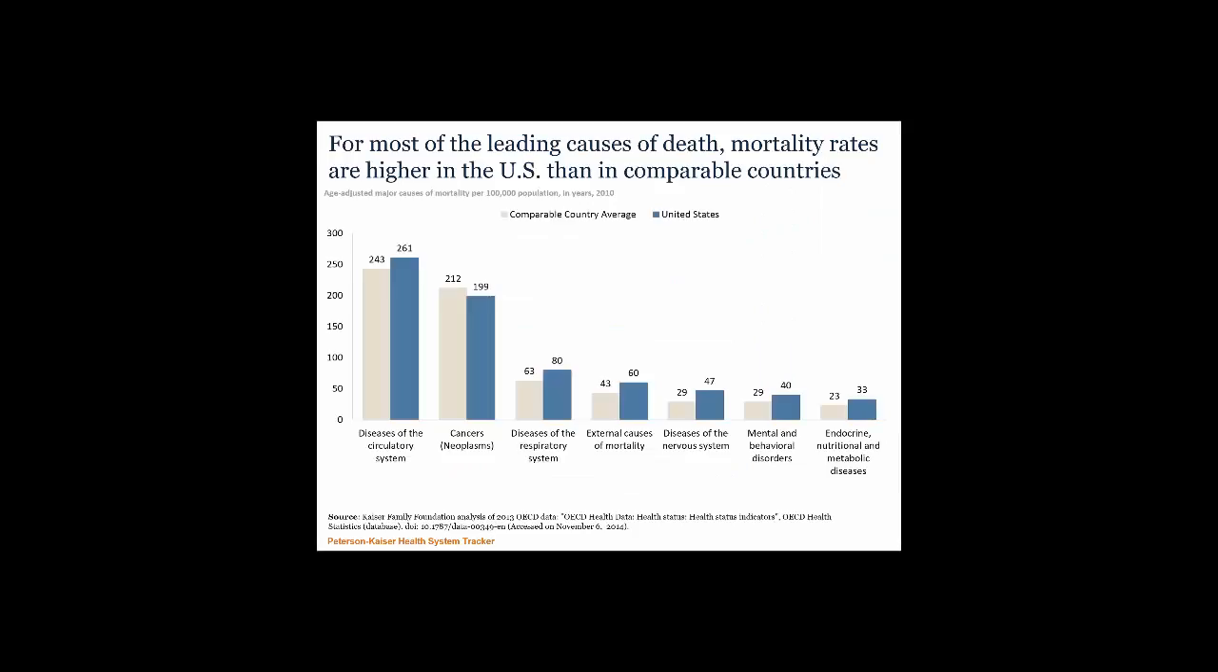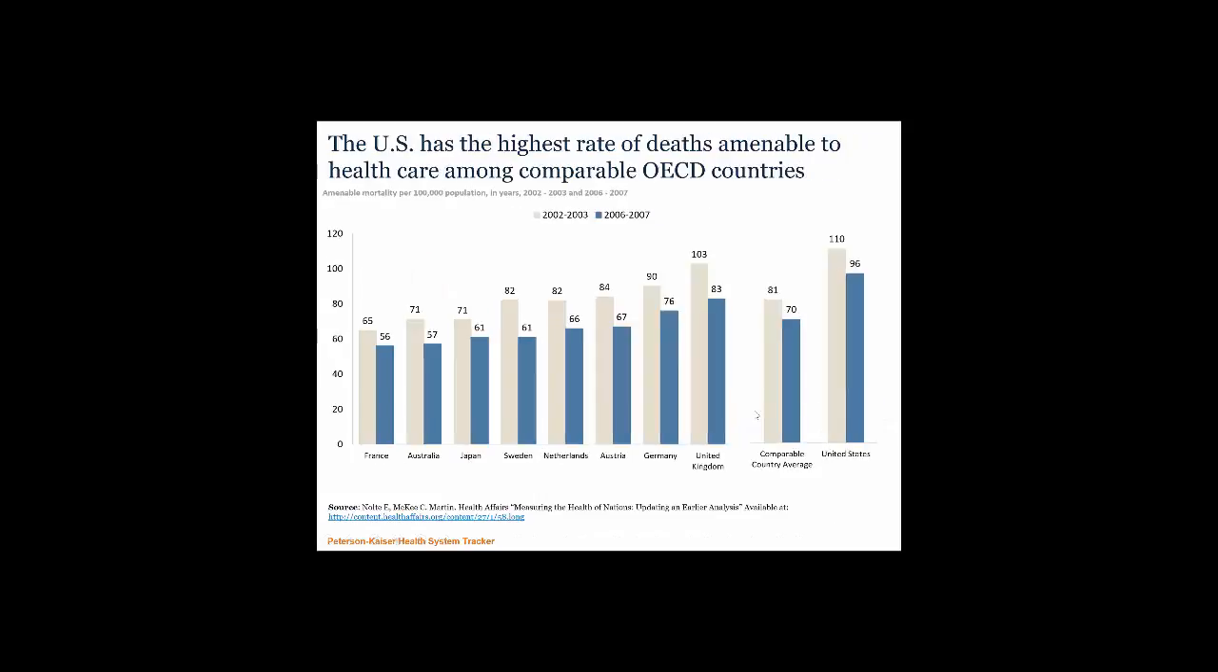For most of the leading causes of death, mortality rates are higher in the U.S. than in comparable countries. Here, the U.S. again is the blue. So we have more folks dying of circulatory systems, fewer dying of cancer, more dying of respiratory causes, smoking here. External causes of mortality, again, drug use, suicides, murder. Disease of the nervous system, I expect that number to continue to go up. And as that one goes up, I expect this one to go down, and hopefully this one to go down. Mental and behavioral disorders, and then the endocrine system.